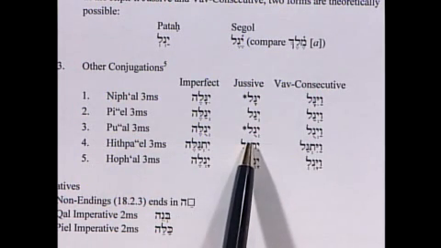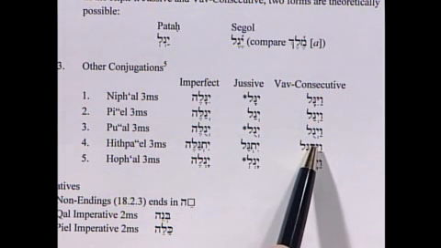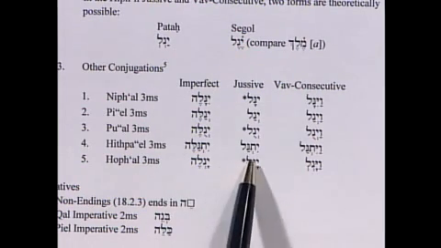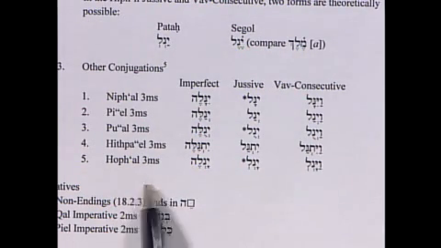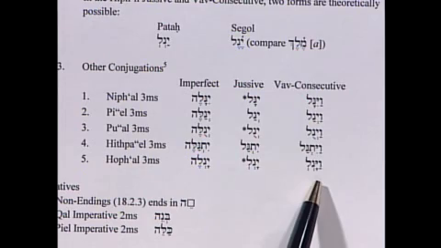And so again, the pual, you can see the ending. And then with the jussive, you can see the ending that is missing. And then again, just place the Vav consecutive on. And then the Hithpael works the same way, as you see here. And then finally, the Hofal down here. Now let's go to the imperatives.